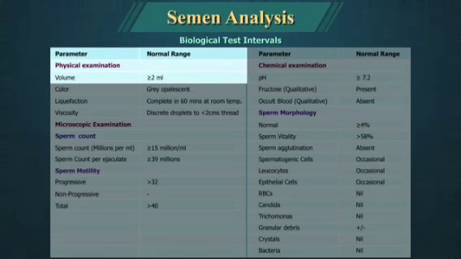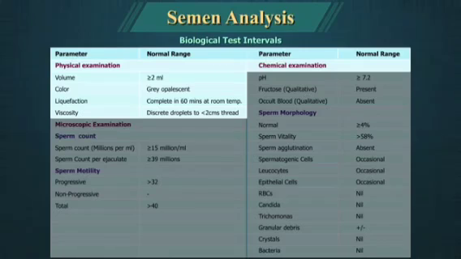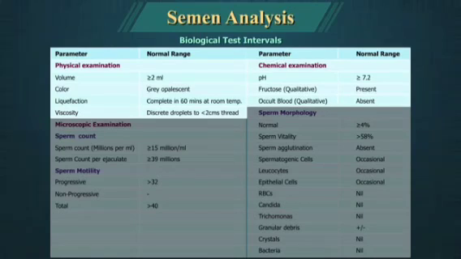Volume should be more than 2 ml. Color is gray opalescent. Liquefaction time should be completed in 60 minutes at room temperature. Viscosity: discrete droplets of less than 2 cm thread. Chemical examination: pH should be more than or equal to 7.2. Fructose is present. Occult blood absent. Microscopic examination.